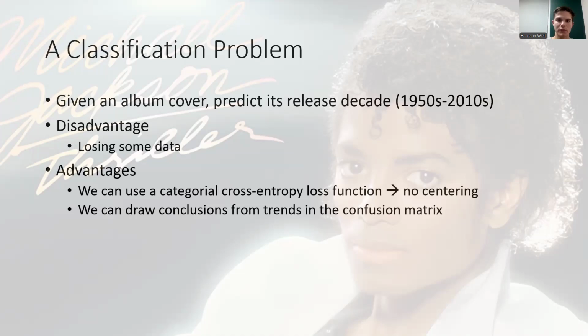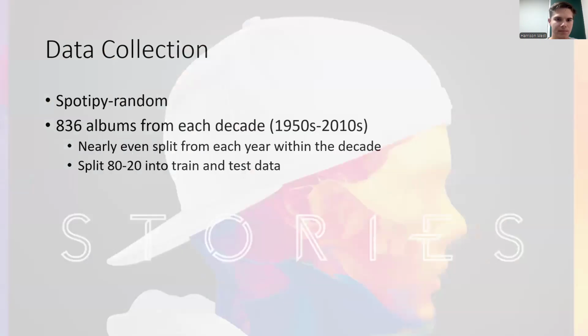If the two decades are often confused for each other, we know that it's probably due to some real pattern in the data and not just the model trying to fit the loss function. So for data collection, we used the Spotify random library, which is a way to interact with the Spotify API in Python. You can get a random album from a given year.